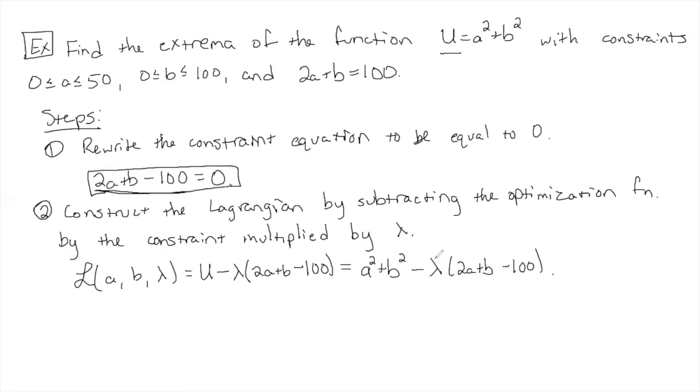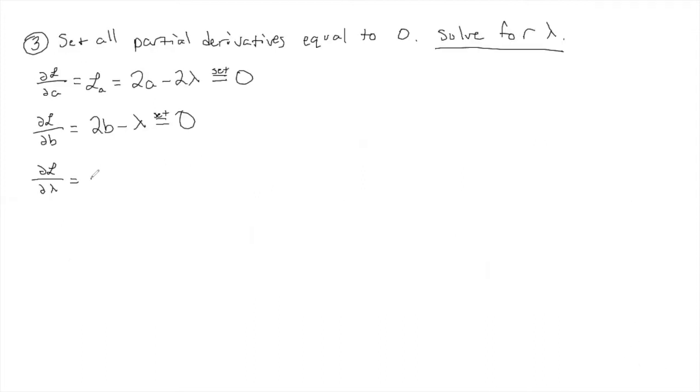Right? Because when I take the derivative of this with respect to lambda, I have a coefficient, a negative lambda. So the derivative of this with respect to lambda is just the coefficient, 2a plus b minus 100, with the negative still on the outside, equal to 0. So I get negative 2a plus b minus 100 equals 0.